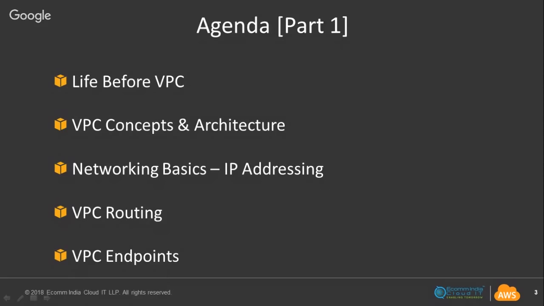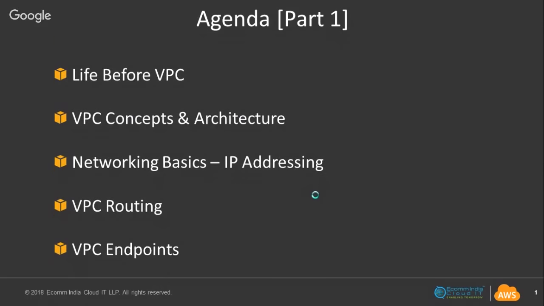Post that, we'll go back a little bit into networking basics. We'll look at how IP addressing is done, especially within the VPC. We'll look at things like CIDR blocks. We'll look at private and public IP addressing, subnets, and all of that. Then we'll move on to the routing aspect within VPC, so we'll see how traffic is actually routed within the VPC. And then we'll look at a new functionality of VPC, which is VPC endpoints.